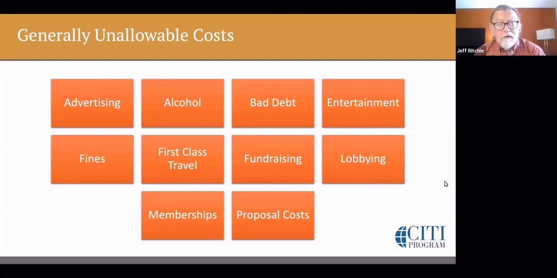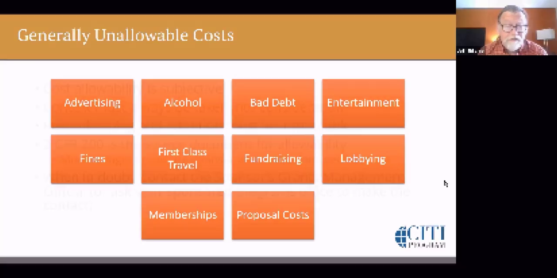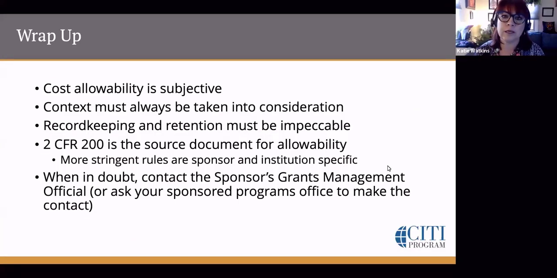Alcohol, the most obvious one. If you are doing research on impairment of motor skills after consuming alcohol, well, somebody's got to consume that alcohol, and somebody's got to buy it. Now some of these, I can't even come up with a far-fetched scenario where lobbying costs would be allowable. Cost allowability is always subjective, with very, very few exceptions.